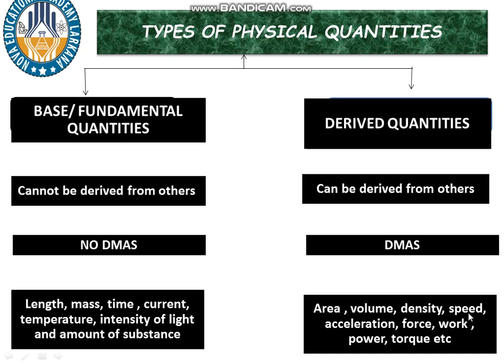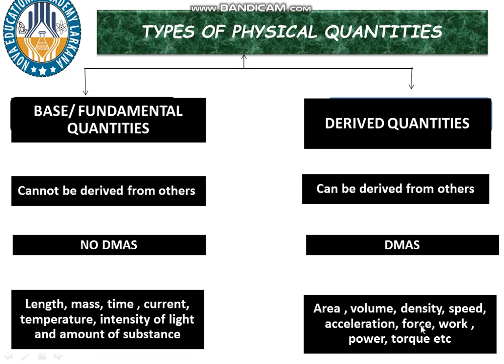Speed: length upon time, distance upon time. Here two fundamental quantities have been taken. One is length and another is time. So length has been divided by time. So the third quantity has been generated. That is the speed. Now acceleration. It is the rate of change of velocity, meaning velocity changing with respect to time. Velocity upon time. Velocity is a derived quantity and again time is a fundamental quantity.